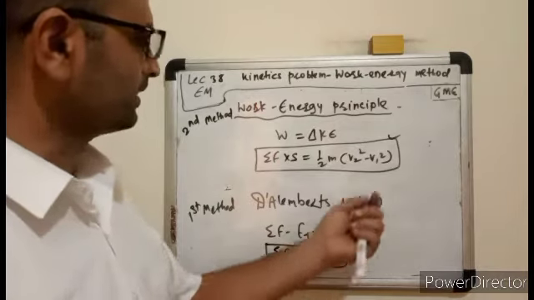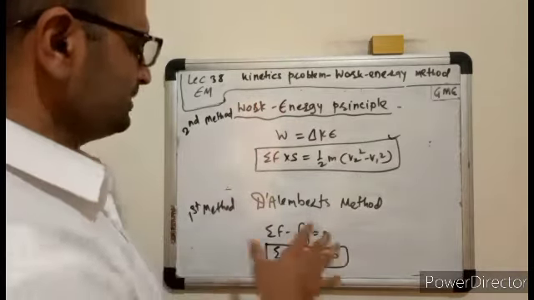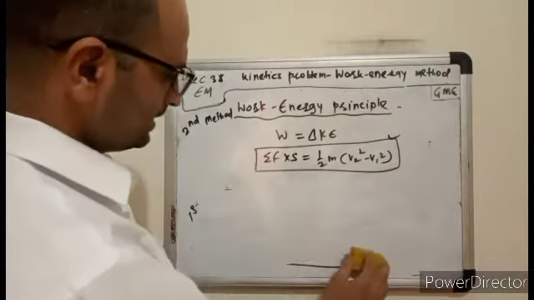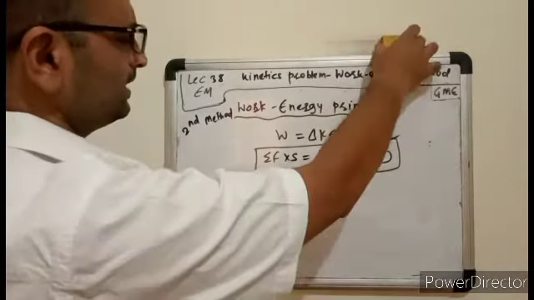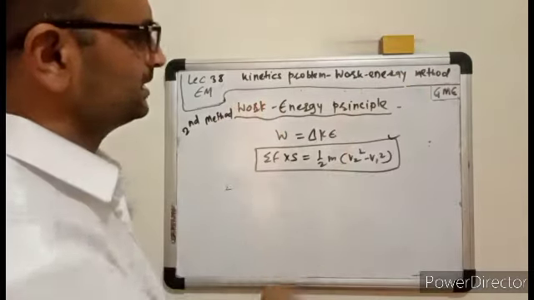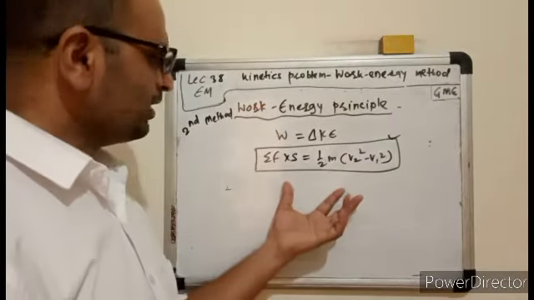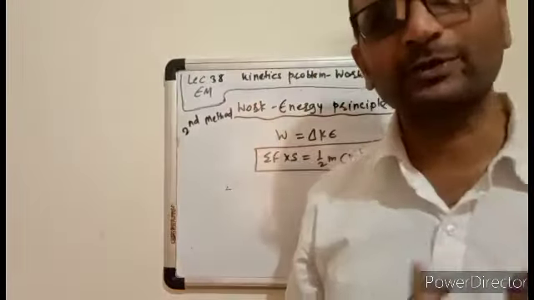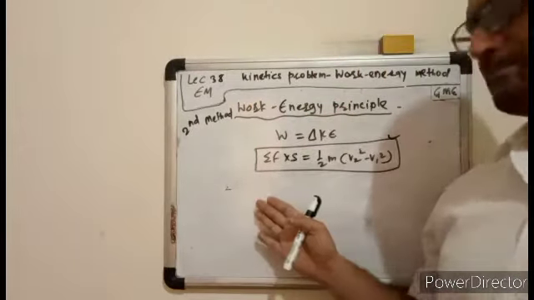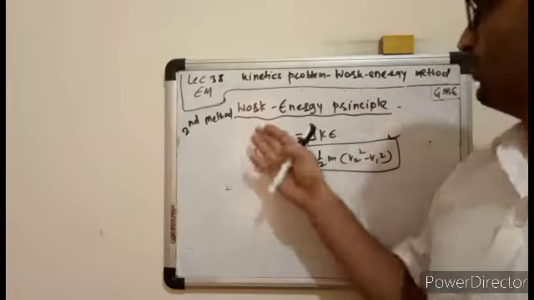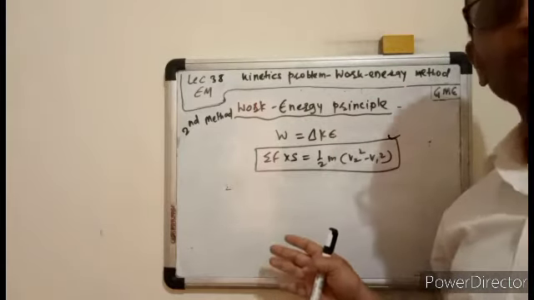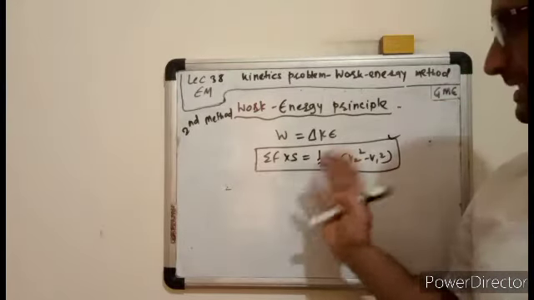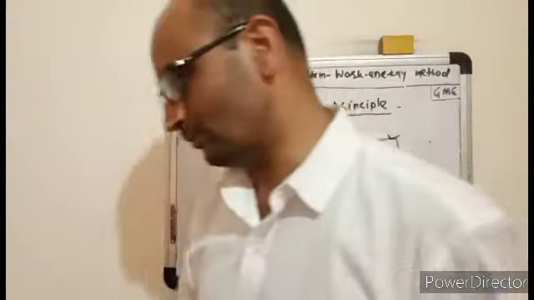Sorry for that. This is the work energy principle. We already covered the D'Alembert method in the last lecture. This much is the concept of the work energy method, and you can solve any question with it. We will see the elevator question, which we already solved with the D'Alembert principle. With this method we will find the tension in the string and see how much simpler it is.